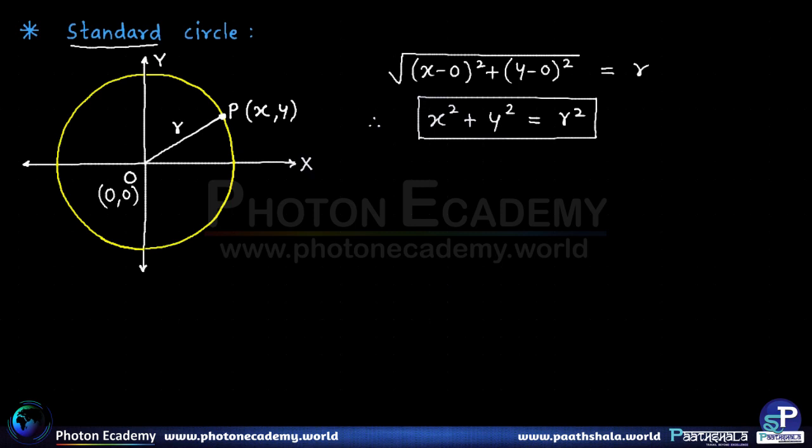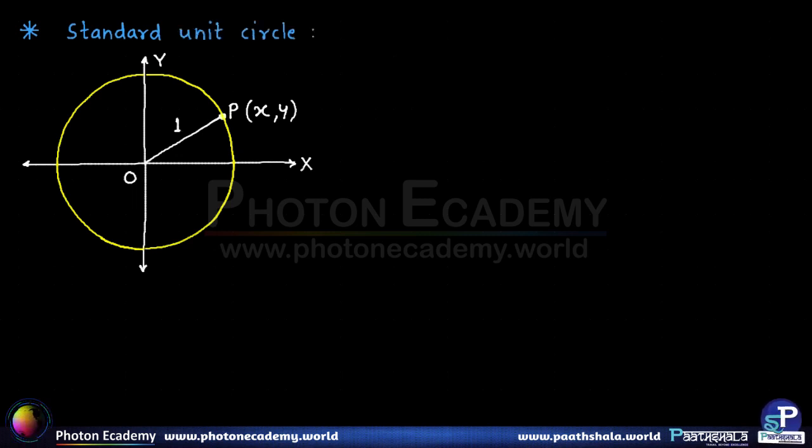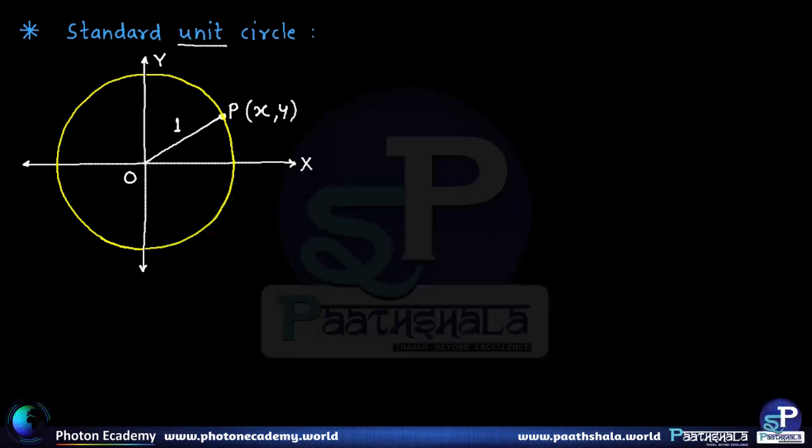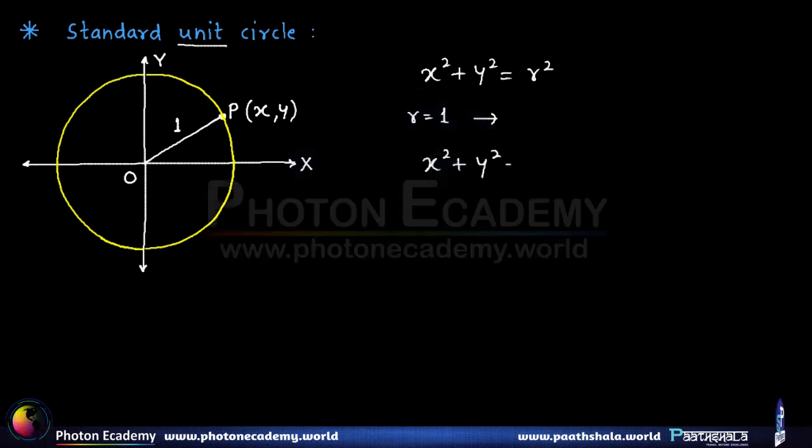Now let's go ahead and see a further special case of a standard circle. If the radius of a standard circle is specifically 1, we call it a standard unit circle. By the word unit, it means that the radius is 1 and the center is of course at the origin only. So if we start off with the standard circle's equation that we had just seen, putting r equal to 1, we get x square plus y square is equal to 1 square, which is nothing but 1. So that's the equation of the standard unit circle.